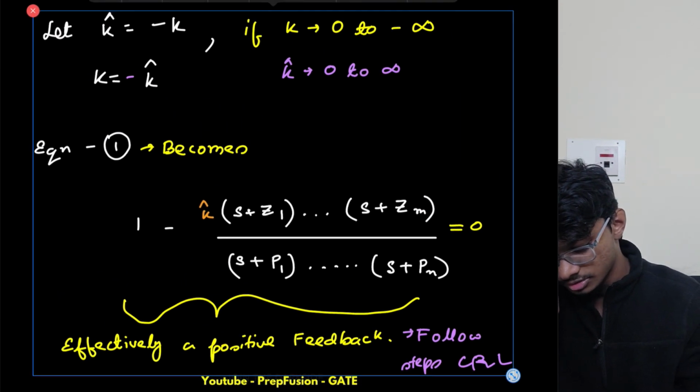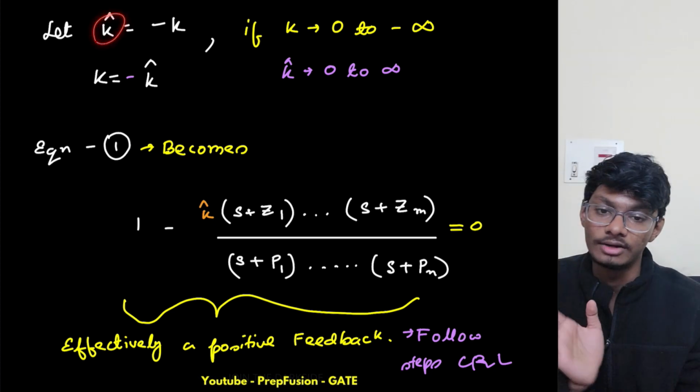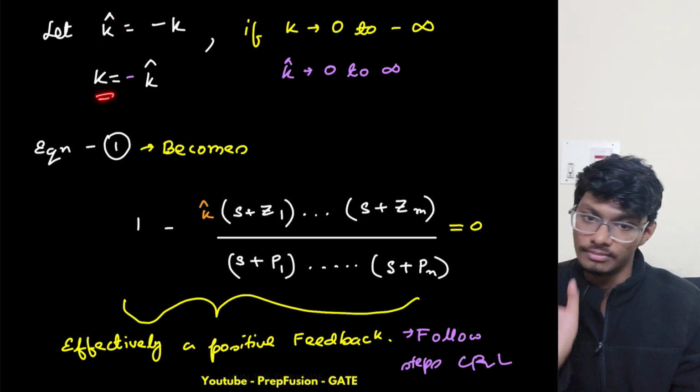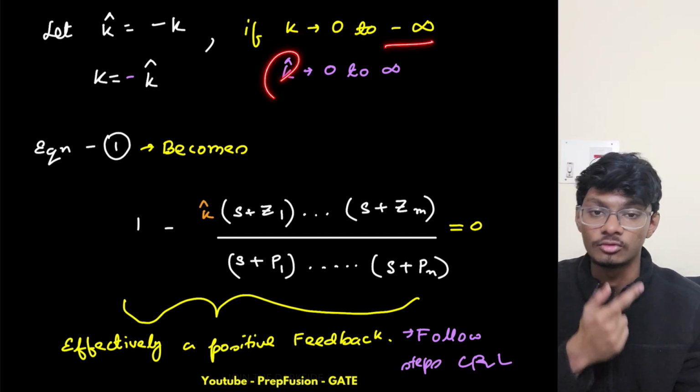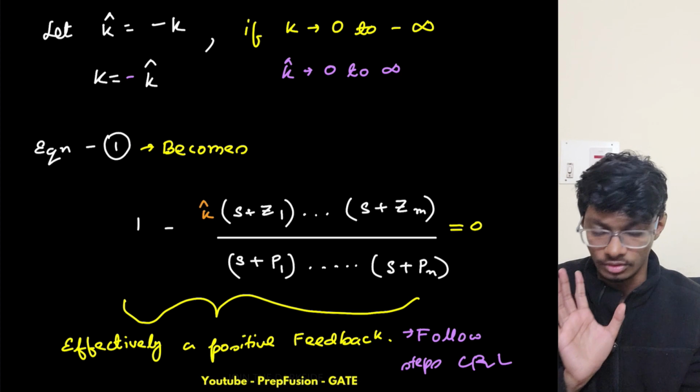So we paste, right? So effectively if I replace, again, k hat with minus k, so k will become minus k hat, and if my k goes from 0 to minus infinity, k hat will go from 0 to infinity. That you understood, right?